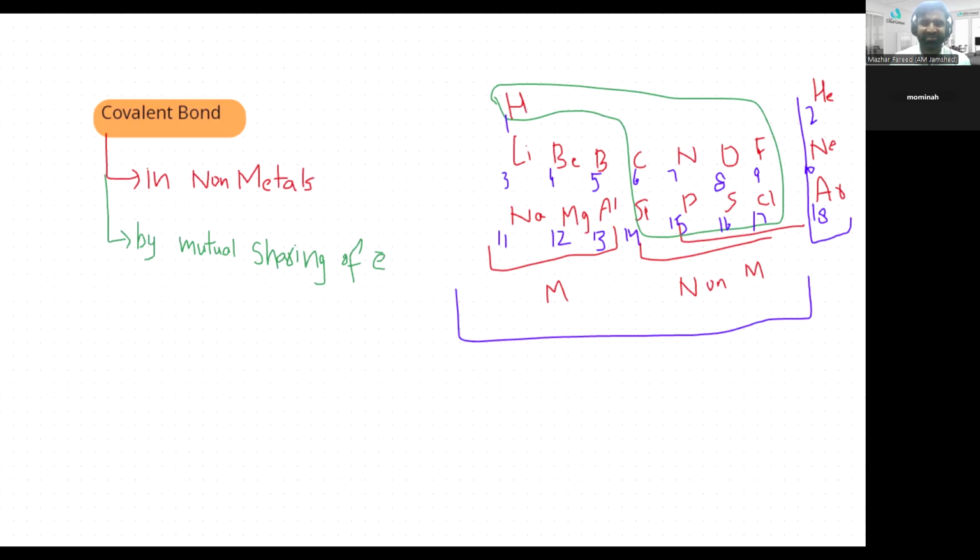So the covalent bond is only present in non-metals and it is formed by the mutual sharing of electrons. Every bond is formed only by the electrons present in the valence shell. Do you know the valence shell? How would you define the valence shell? The outer shell of an atom.